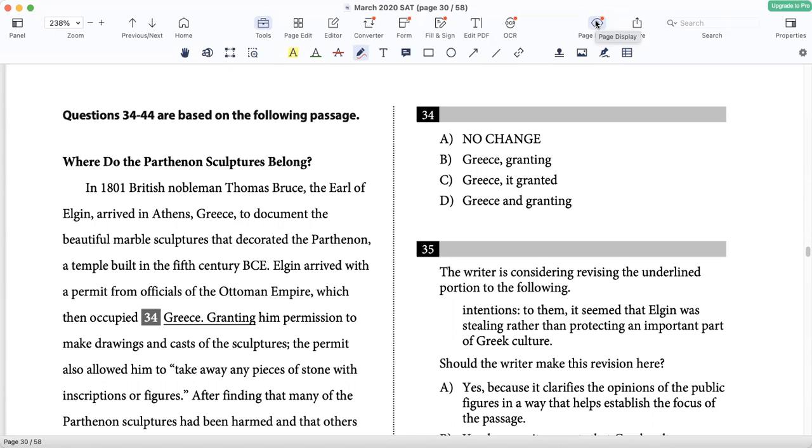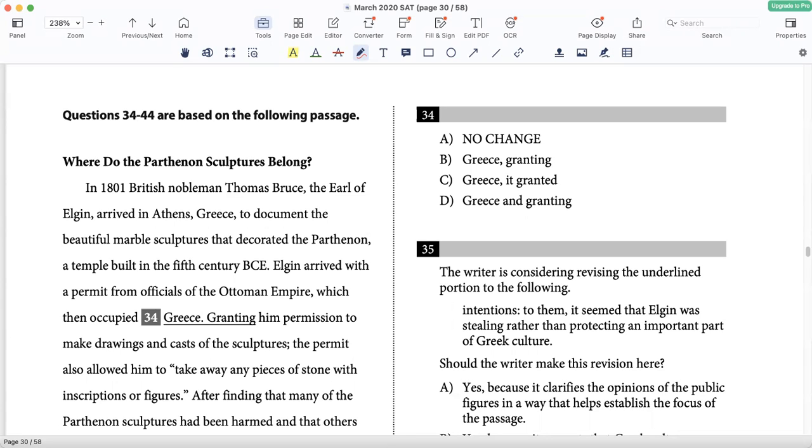In 1801, British nobleman Thomas Bruce, the Earl of Elgin, arrived in Athens, Greece to document the beautiful marble sculptures that decorated the Parthenon, a temple built in the 5th century BCE. Elgin arrived with a permit from officials of the Ottoman Empire, which then occupied Greece, granting him permission to make drawings and casts of the sculptures. The permit also allowed him to take away any pieces of stone with inscriptions or figures.